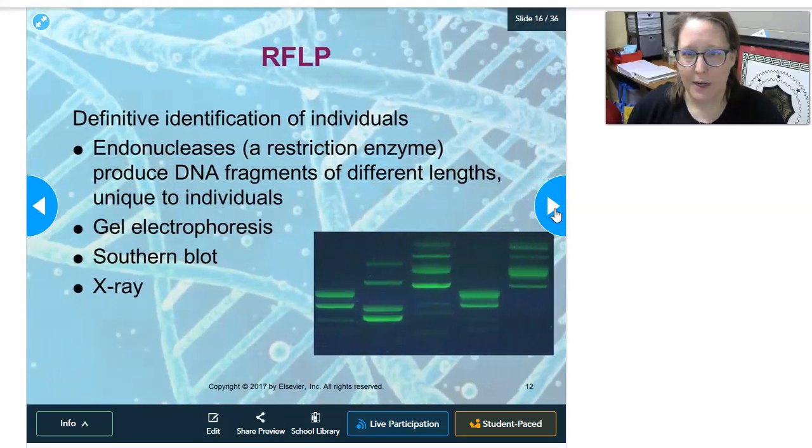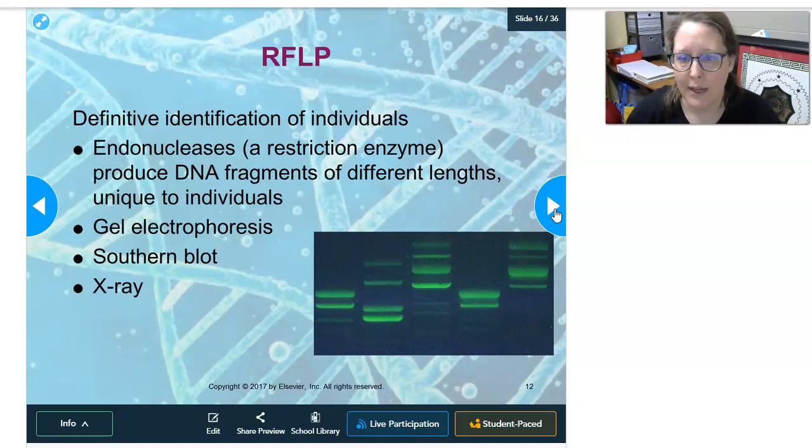Next, we're going to talk about RFLP, restriction fragment length polymorphism. This technique is used in the definitive identification of individuals, so a lot of crime scene investigation and that kind of stuff. How it's done is first you use restriction enzymes, an endonuclease, and you incubate that with your sample, and it will produce DNA fragments of different lengths. The way the restriction enzyme cuts up your DNA is unique for each individual, so the lengths of the fragments generated are going to vary by person.